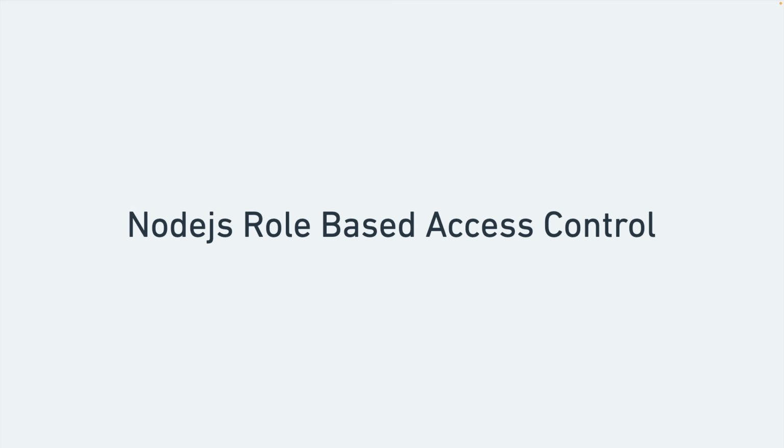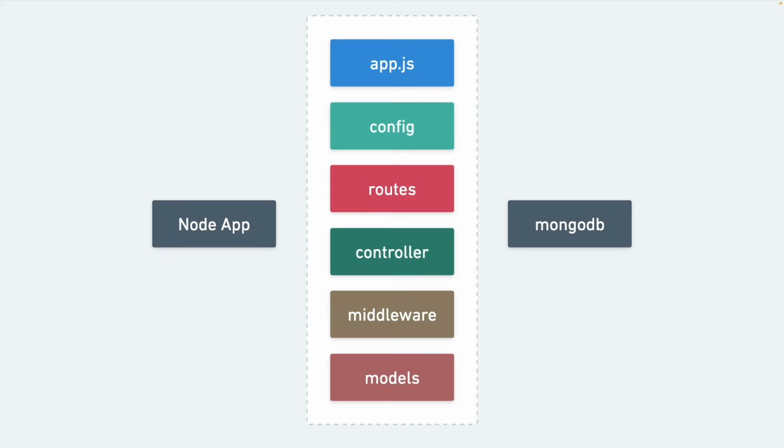Alright guys, so before we jump to the Visual Studio Code and start building our project, let's go through some slides and understand the project structure. So we are going to build the Node.js Express role-based access control project, and this is how our project structure will look. We are going to have a Node.js application which is going to have our app.js, which will be the main entry point of the application. Then we are going to have the config, routes, controller, middleware and models, and then we are going to use the MongoDB database for storage.